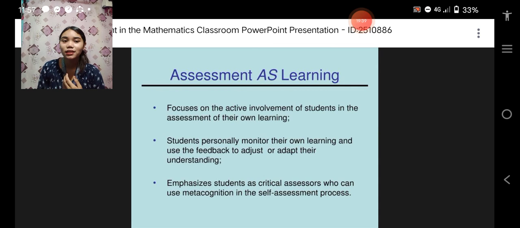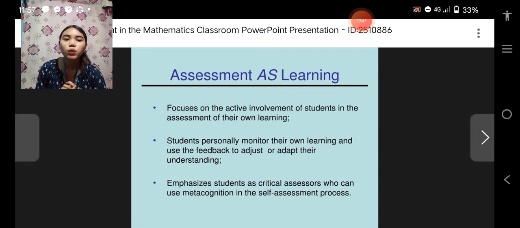Assessment as learning. The focus of this assessment is the active involvement of the student in the assessment of their own learning. Second, students personally monitor their own learning and use the feedback to adjust or adapt their understanding. Third, it emphasizes students as critical assessors who can use metacognition in the self-assessment process.